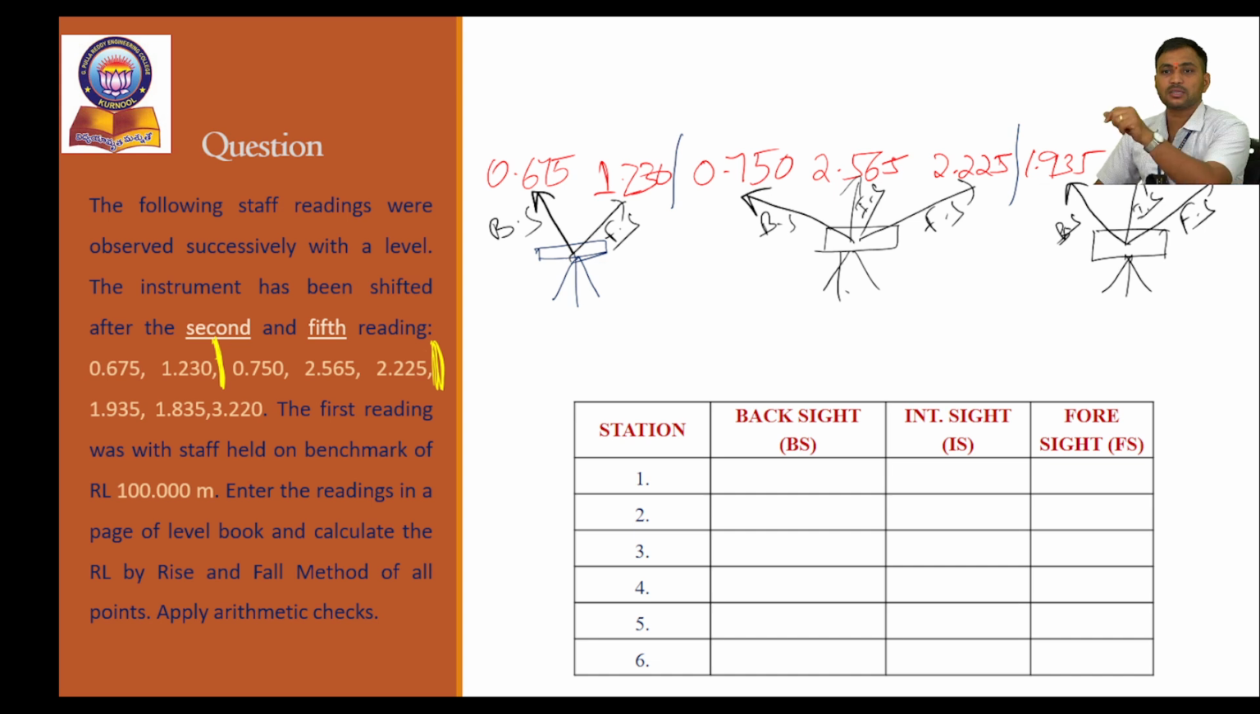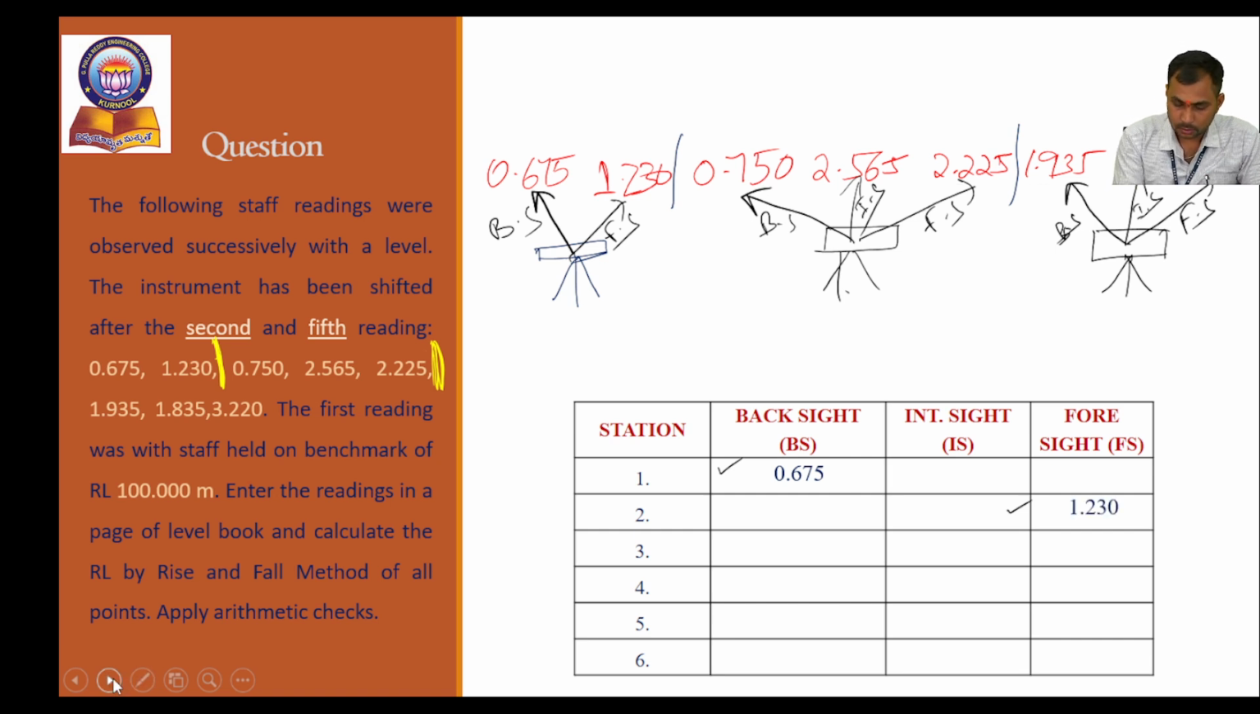Finally, we got the values, and where do we place them? What is the first reading? 0.675, where we provide it for the first station as backsight. So here, let me check. Am I right? Right. Next, what is the second reading? That is 1.230. Where do I place it? Nothing but for the second, here.